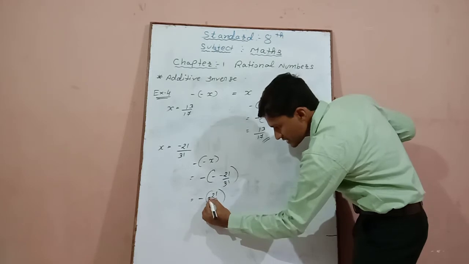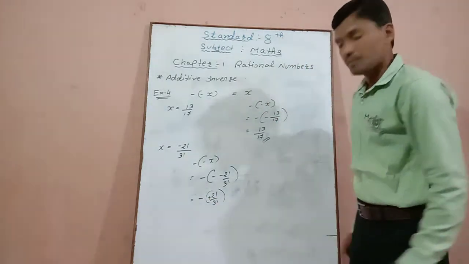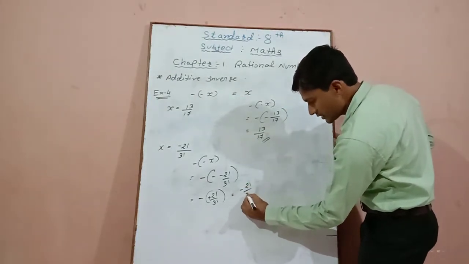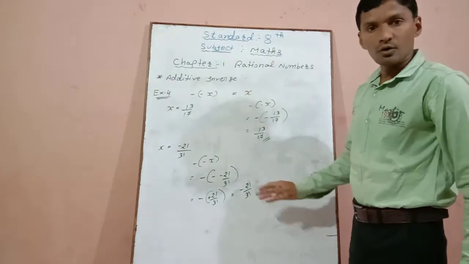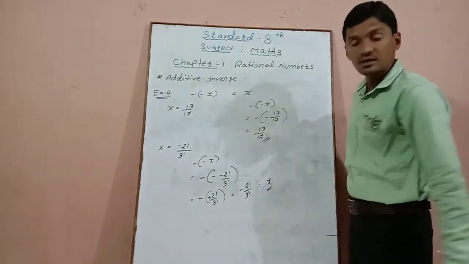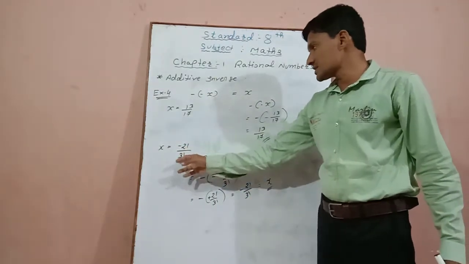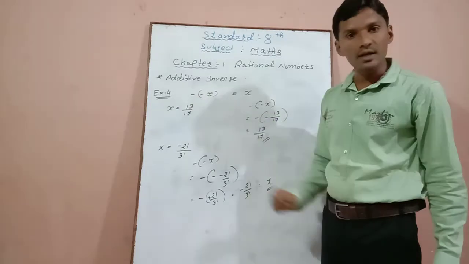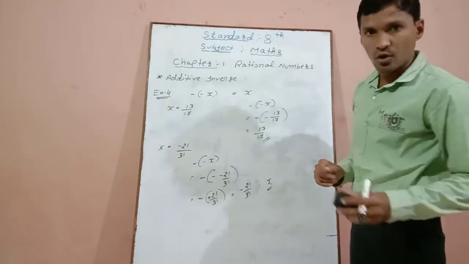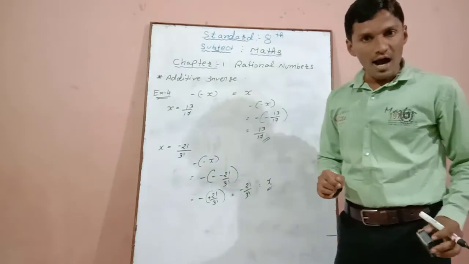Now there is no sign, that means it is a plus. So plus minus is equal to the answer, minus 21 divided by 31. Okay, this is the answer. That means it is equal to, what will be the answer? x. So we can verify here also that the value of x is equal to the value of minus of minus x. So this is the example for verification of a result. That means LHS is equal to RHS.